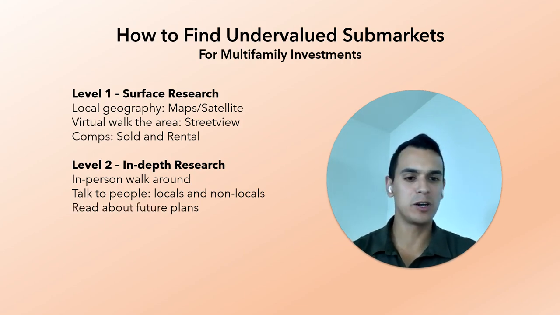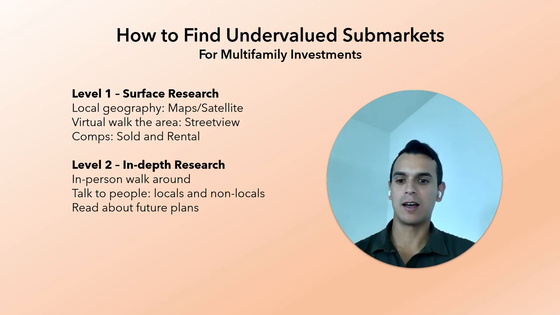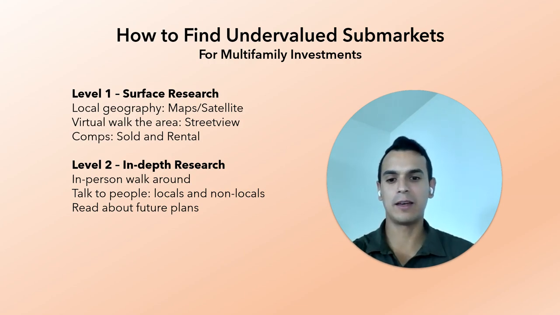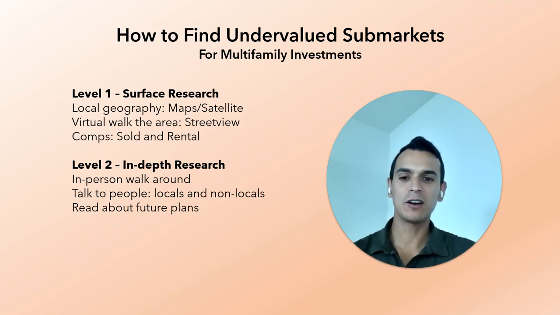And then the last thing is read about future plans. So maybe you've heard about some things that are happening in the near future in the neighborhood. Verify them online, see what else people are talking about. You're really trying to get a full picture of everything that's going on, everything that has gone on, everything that is currently going on, and then what are we looking towards in the future. So that's kind of level 1 and 2.